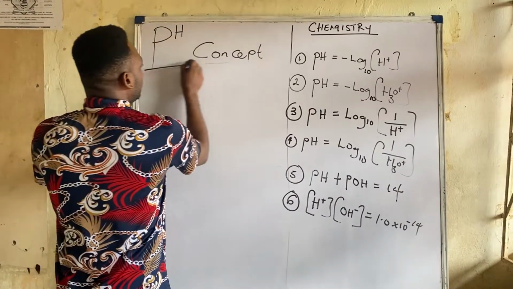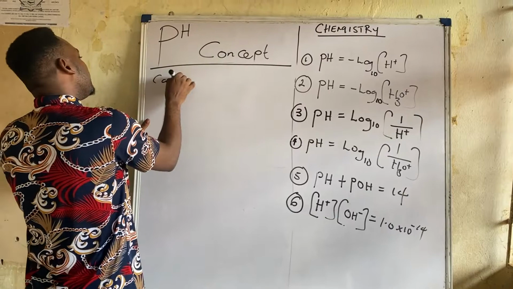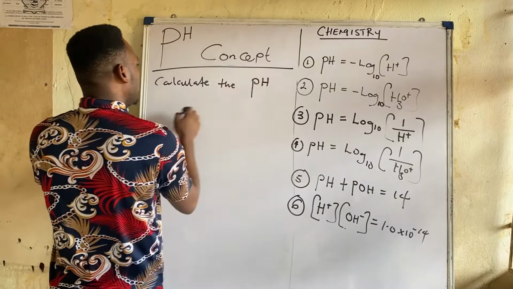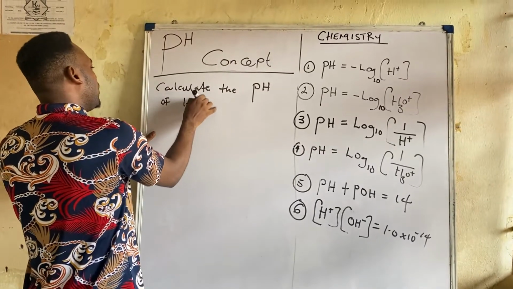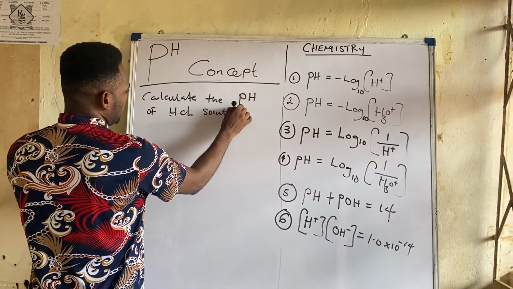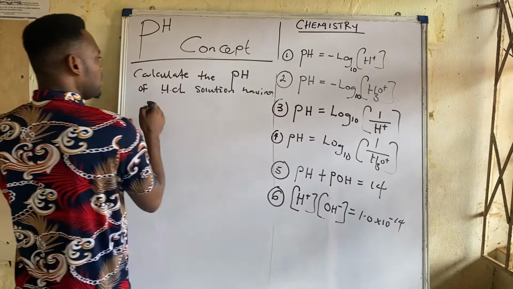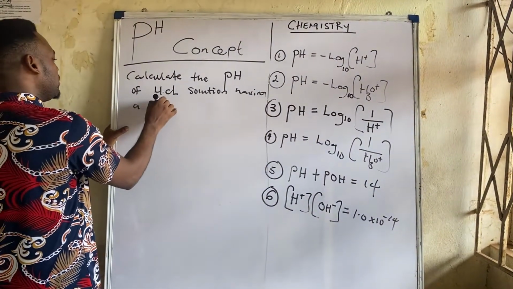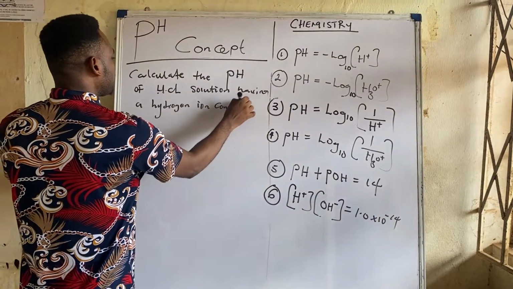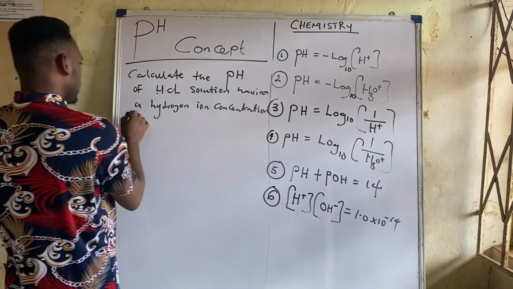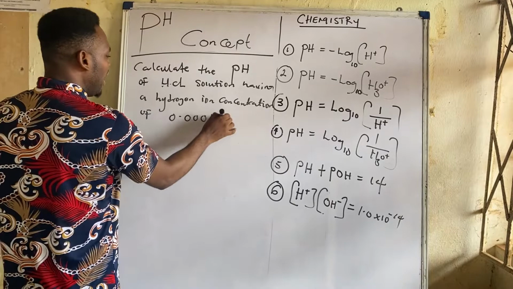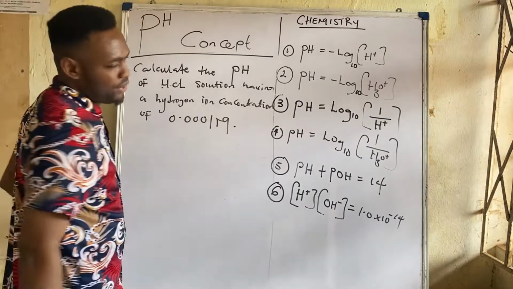Look at this question now. Calculate the pH of HCl solution having a hydrogen ion concentration of 0.0001 molar. Look at this question.